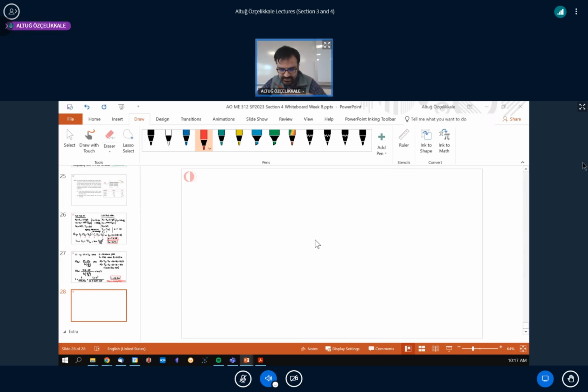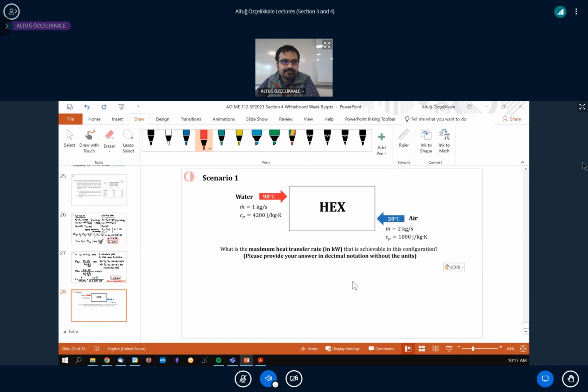Okay, so how about this time some calculations. So now we have a counterflow heat exchanger, and there is hot water coming in at 90 degrees Celsius. We know the mass flow rate and specific heat, meaning we know the heat capacity rate. And air is entering at 20 degrees, so it's the cold fluid. We also know the heat capacity rate for air. I'm asking you, what is the maximum heat transfer rate in kilowatts that is achievable in this configuration?